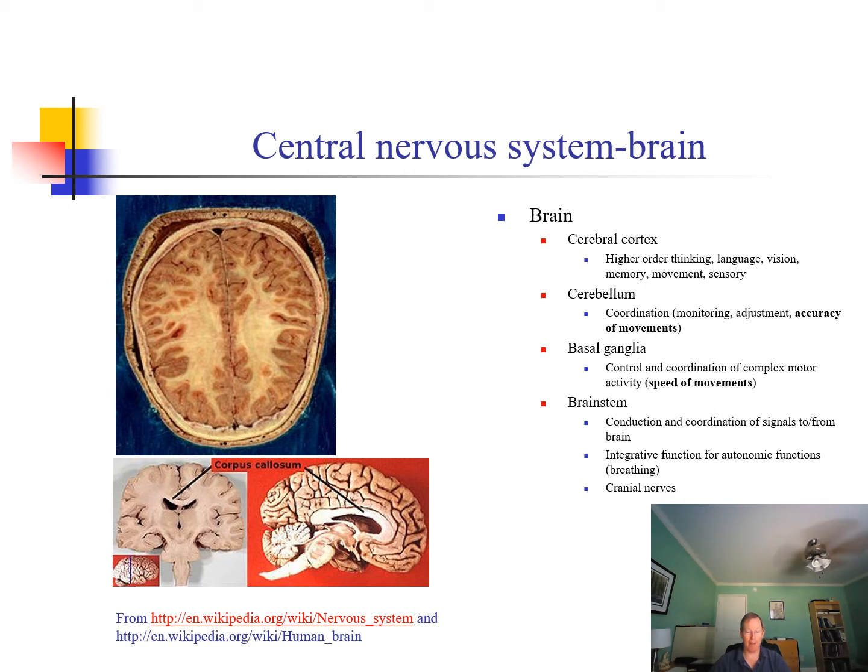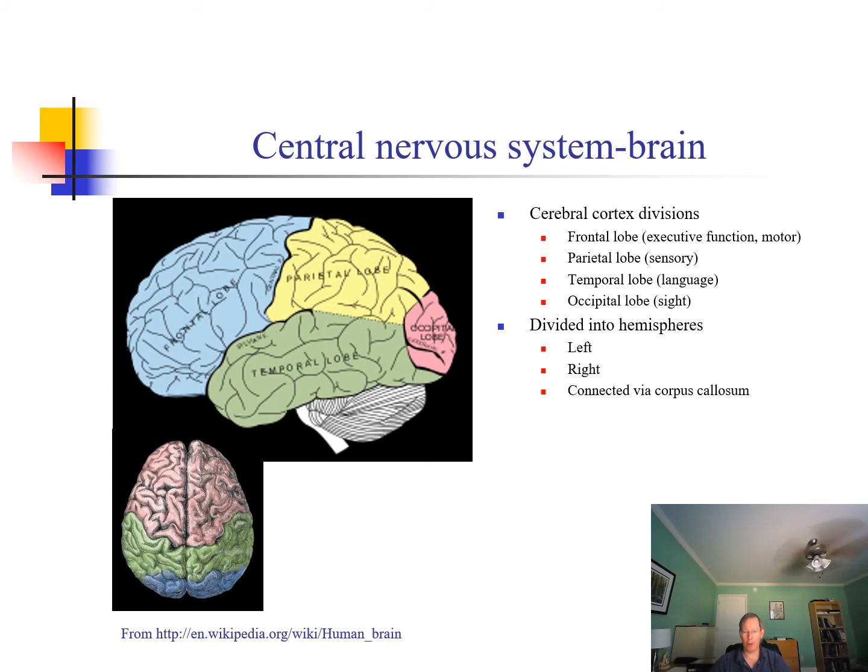I also have a very primitive portion of the brain, which is the brainstem, that is involved in conducting signals from the spinal cord up into the cortex and the higher regions. I have a lot of my autonomic or automatic functions within this brainstem. For example, my respiratory centers are here. And I also have a set of nerves that come off from here called cranial nerves that control a lot of my face and head.